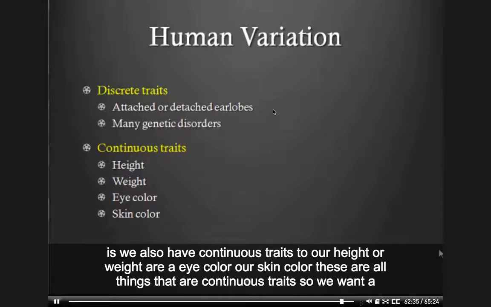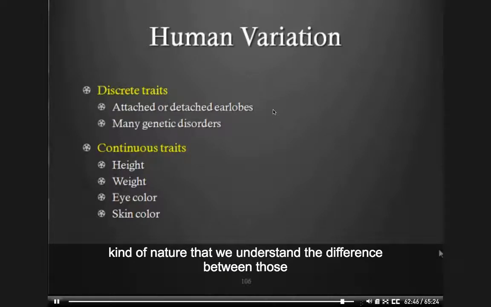But the reality is we also have continuous traits too. Our height, our weight, our eye color, our skin color. These are all things that are continuous traits. So we want to make sure that we understand the difference between those.